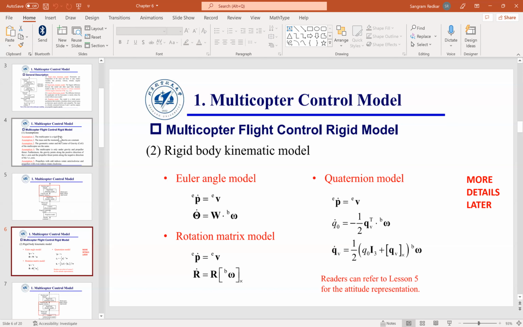Because this coordinate frame, initially which was aligned, is no longer aligned. Everyone understood this? This matrix W takes care of this transformation. So this matrix W takes care of that transformation.